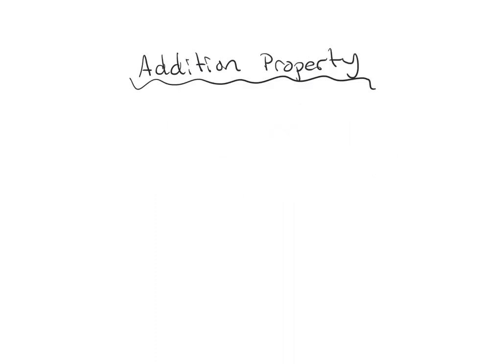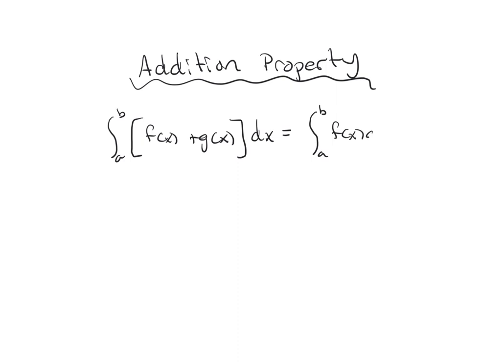Okay, the next property is the addition property. So if you have the integral from a to b, and you're adding 2 functions, f of x plus g of x, also similar to when we're doing the derivatives, it's just the integral of f of x plus the integral from a to b of g of x.